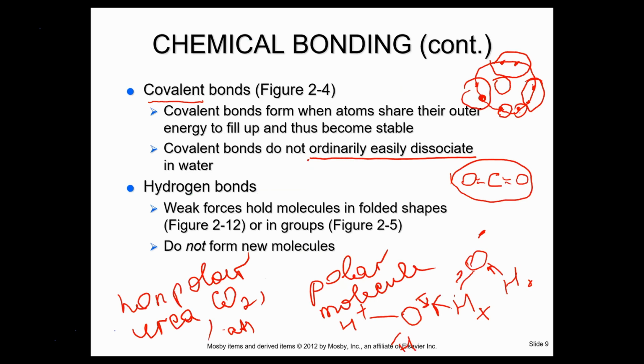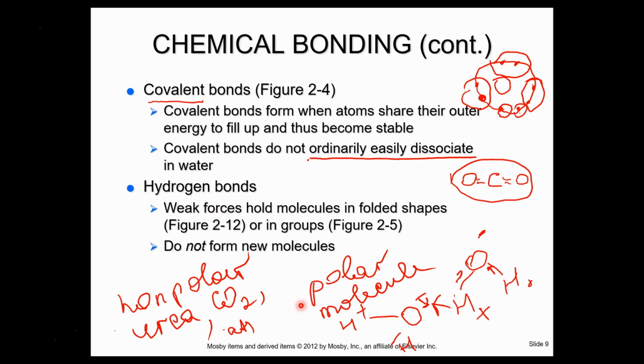Right, we already talked about the covalent bond. Covalent bonds do not ordinarily dissociate easily in water. They are very strong. You have to really heat up the molecule to dissociate those bonds. And then finally, we have what's called hydrogen bonds. Hydrogen bonds are the weakest ones. They are more like attractions between the different parts of the molecule.